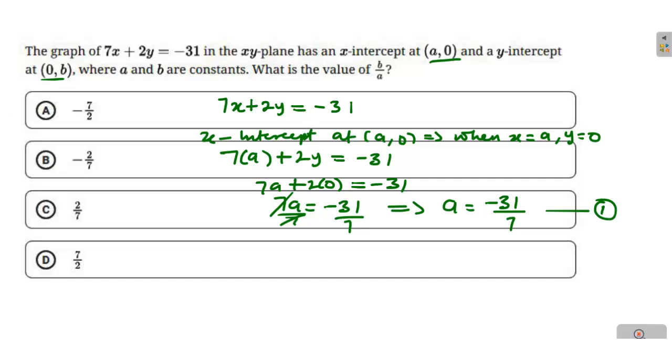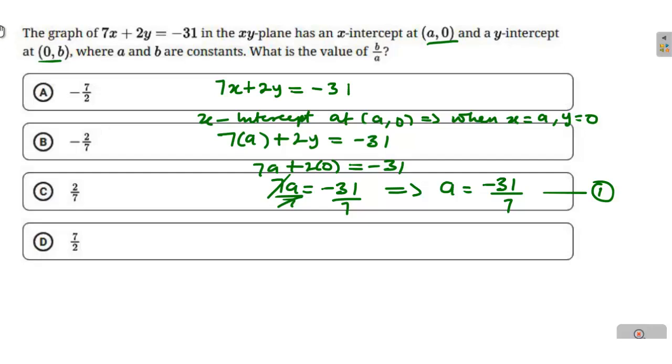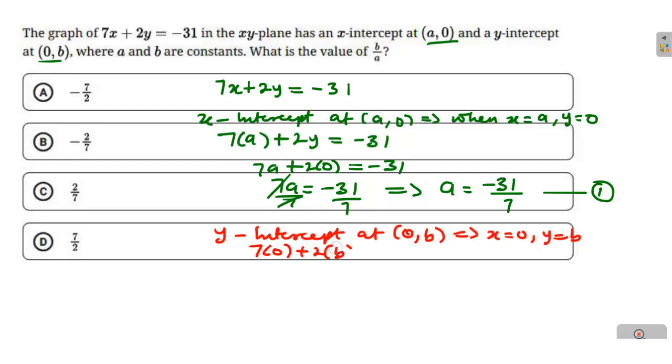Then for the second one, the y-intercept. So what is the y-intercept? The y-intercept is given as (0, b). This implies that x is equal to 0 and y is equal to b. That's the value of y when x is equal to 0. And so wherever we see y in the equation here we put b. So we have x in this case 0, so it's 7(0) + 2(y), which is b, equal to -31. 7 times 0 is 0, so we have 2b is equal to -31.